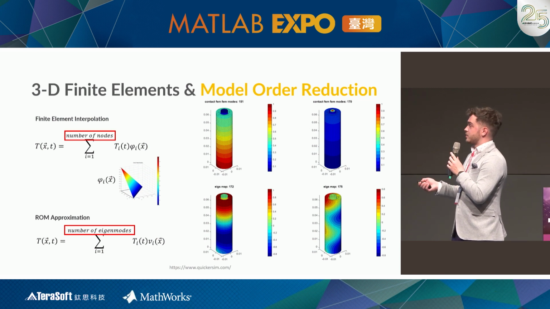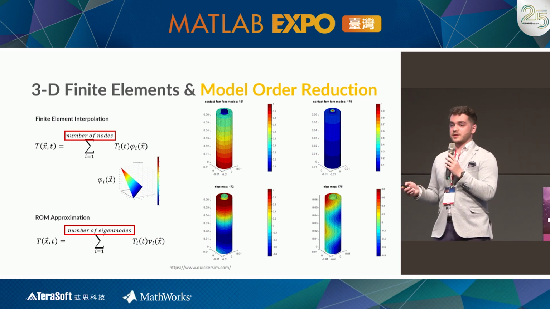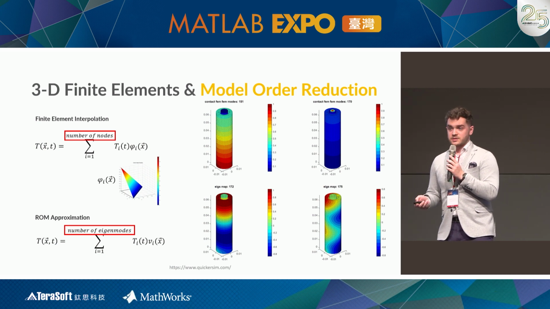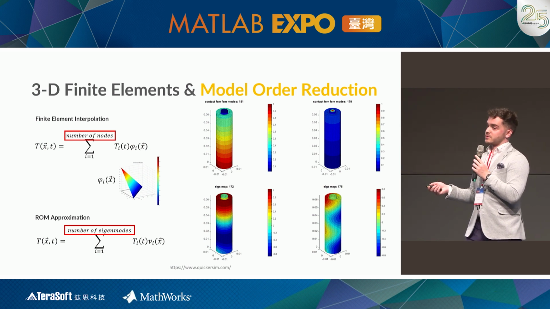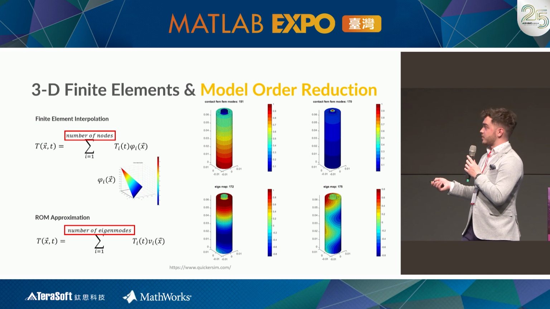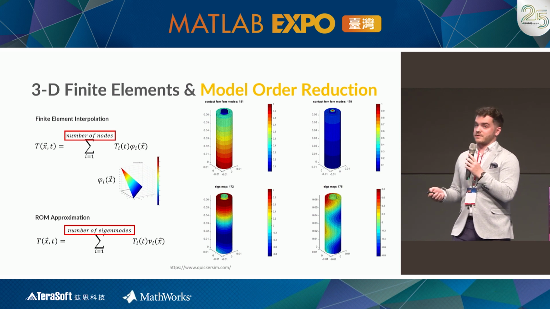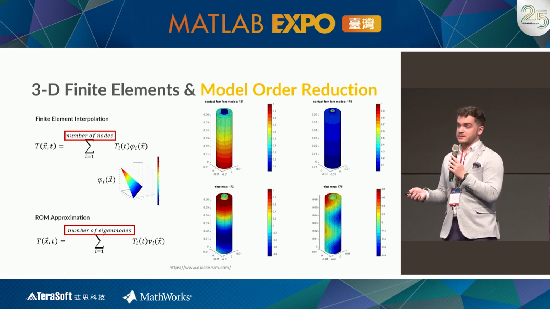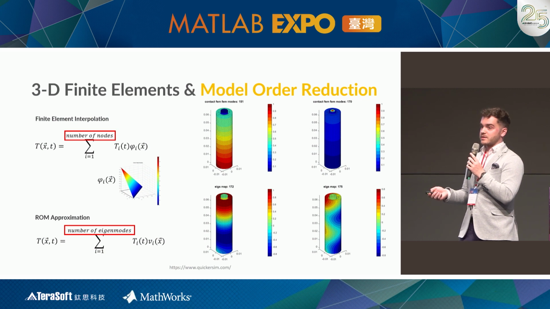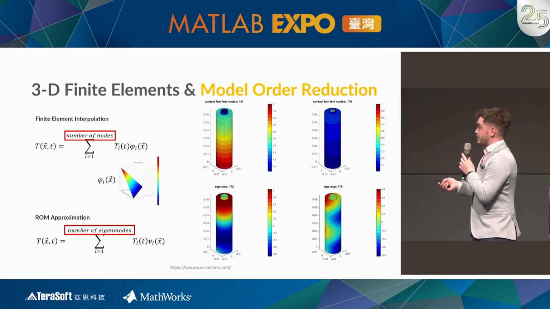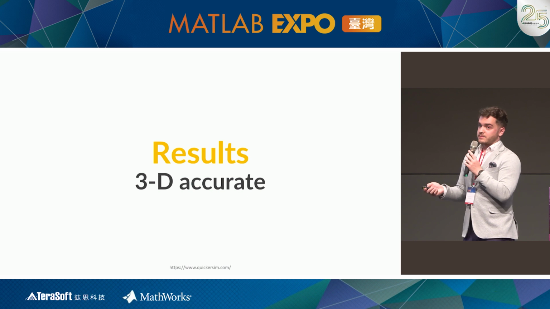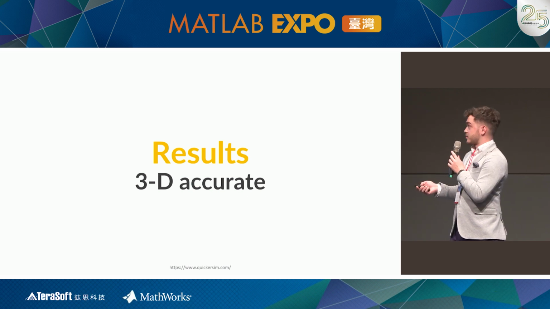We usually take around 10 to 20 eigenmodes per component, so the number of equations that we need to use in our approximation is lower by a factor of 100, even 1,000, depending on the model. But the most important part probably are the results.